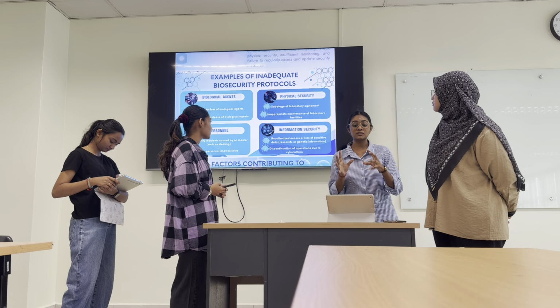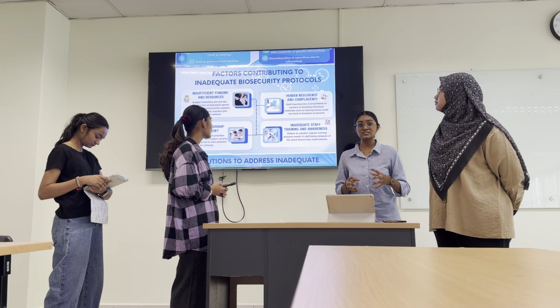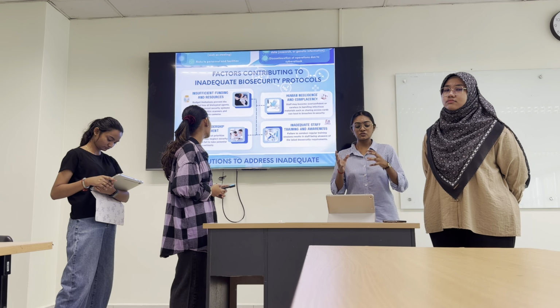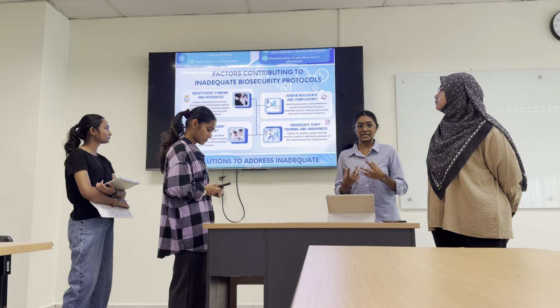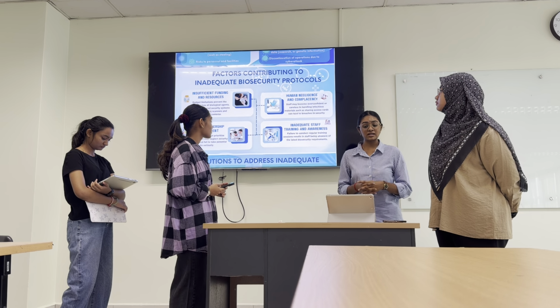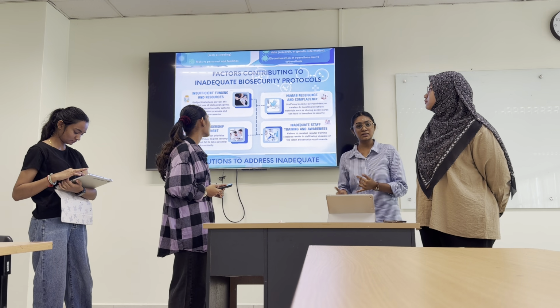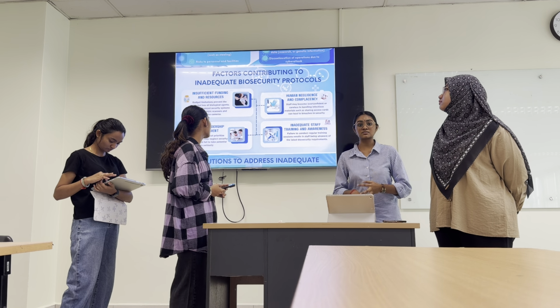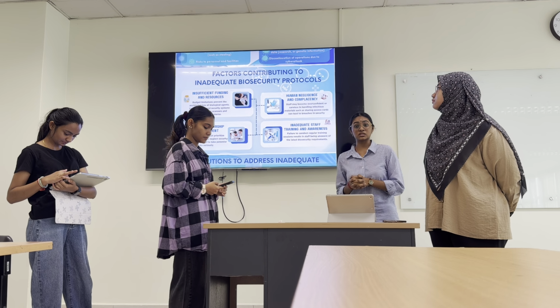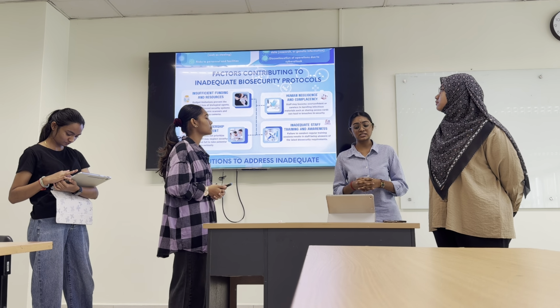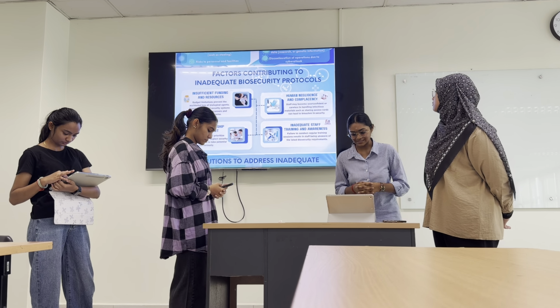biosecurity system. So what are the factors that contribute to inadequate biosecurity protocols? There are four. The first one is insufficient funding and resources. Budget limitation can prevent the use of advanced security systems such as biometric scanners and surveillance cameras, which are a necessity in maintaining biosecurity protocol. Next is human negligence and complacency.